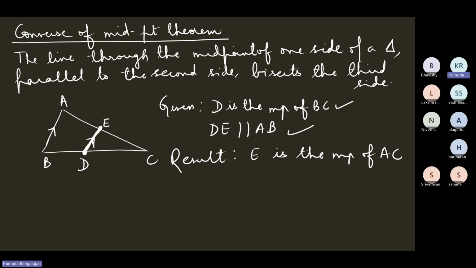So it should be known that D is the midpoint of BC. It should be given that DE is parallel to AB. Then the result by the converse of midpoint theorem is that E is the midpoint of AC. Bisects means cut into two equal halves, which means E is the midpoint of AC.